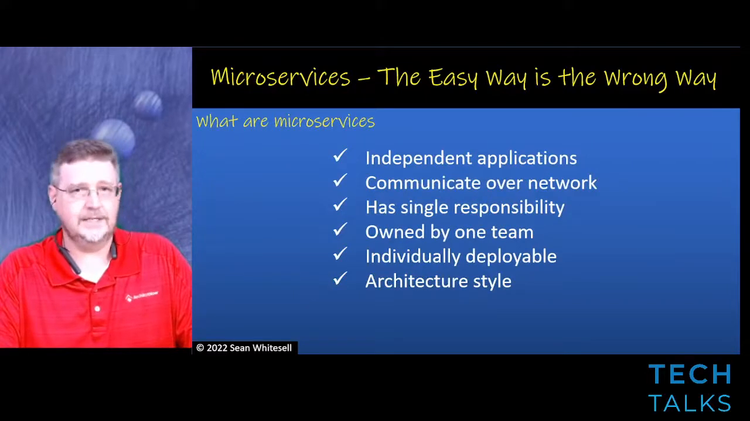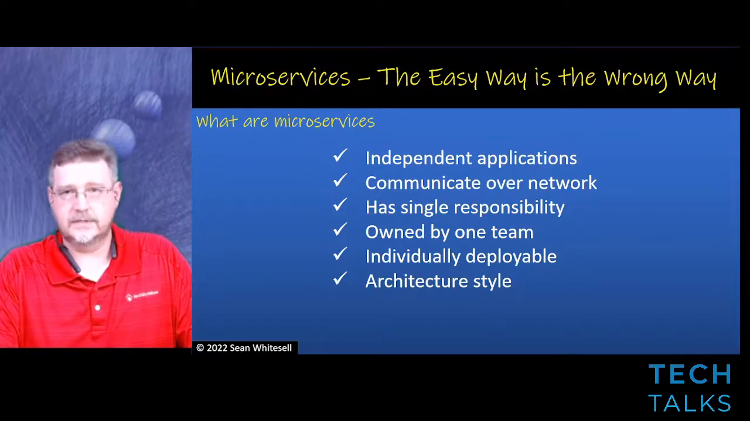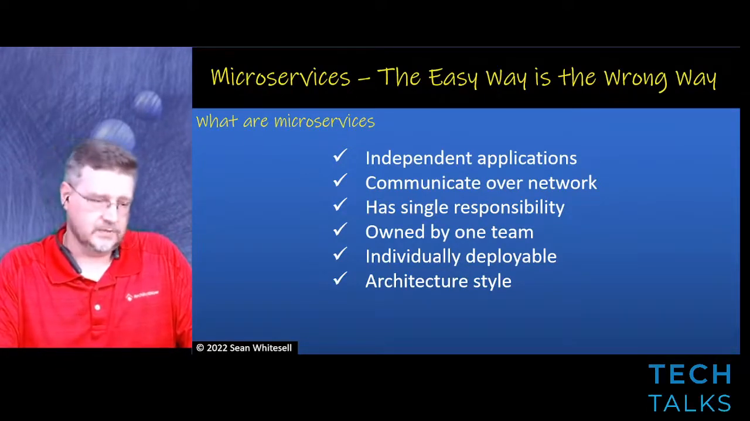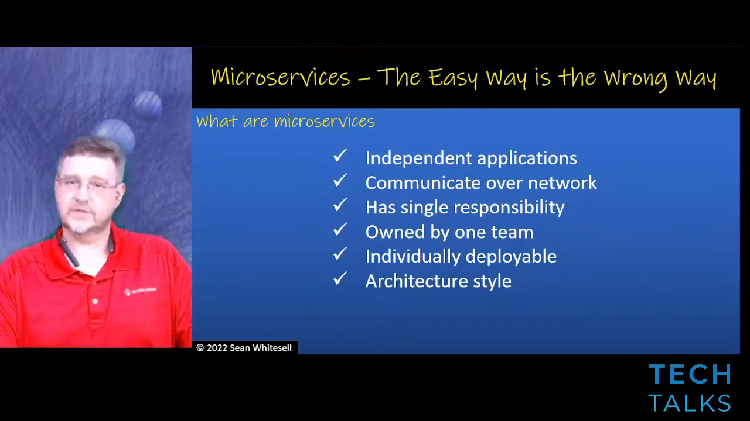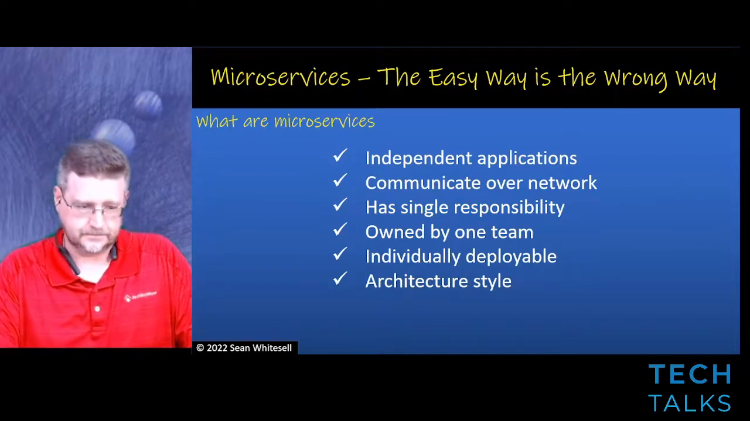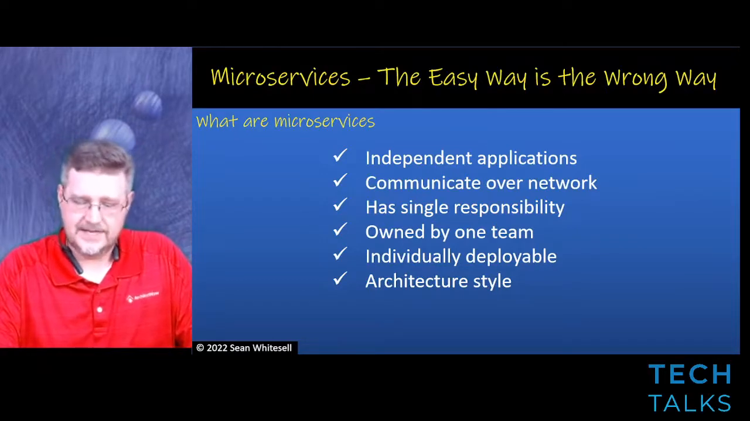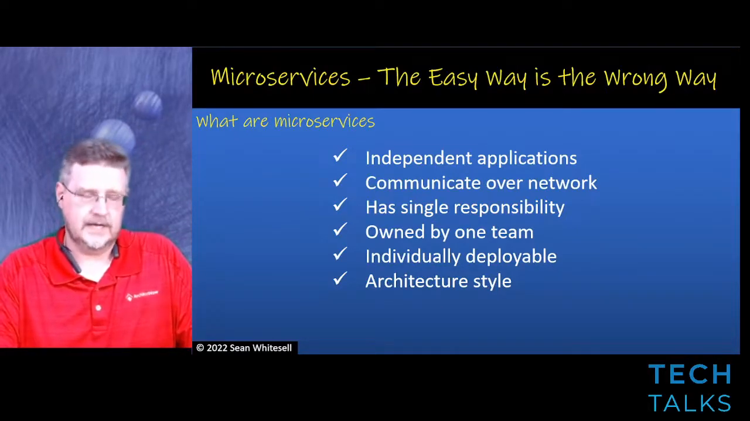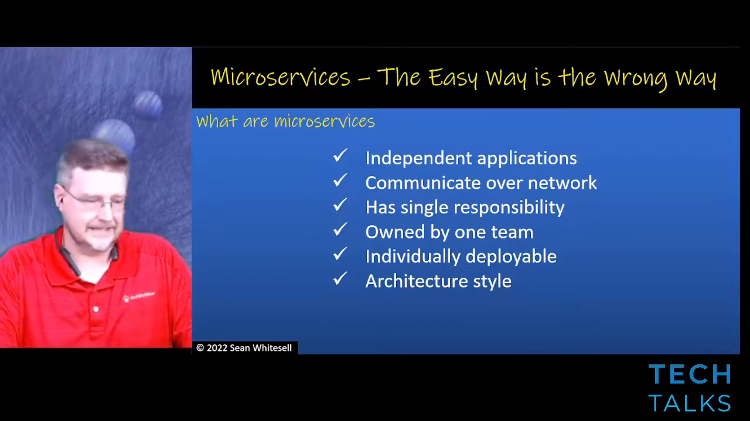Some of the main tenets about microservices are that they are independent applications. They need all the love and support of any other application, but they need to be independent, as well as communicate over a network. We'll discuss various ways of that type of communication. Also, they need to have a single responsibility, meaning that they should exist for one reason and not multiples at the same time. If you're going to have a microservice that serves your accounts payable type solutions, it shouldn't also process insurance claims, things like that.